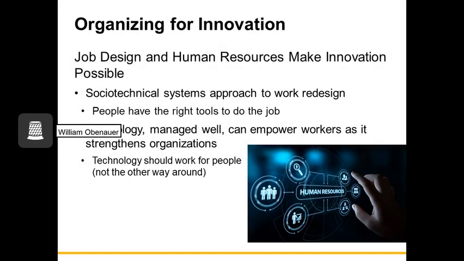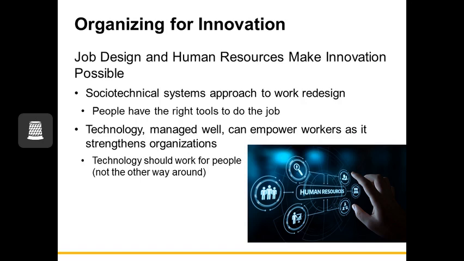We can also support innovation in our organizations by ensuring that we have the technologies in place that are going to support our people. Earlier in this course, we talked about socio-technical systems and the idea that people need to have the right tools in place to do their job. Our technology should empower our employees to innovate. The technology should work for the people, not the other way around.